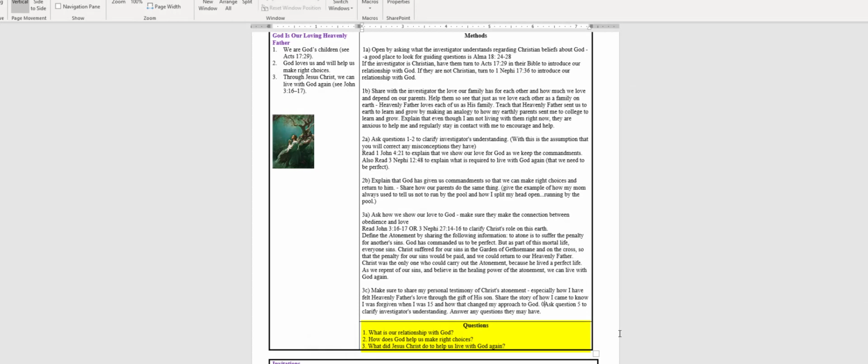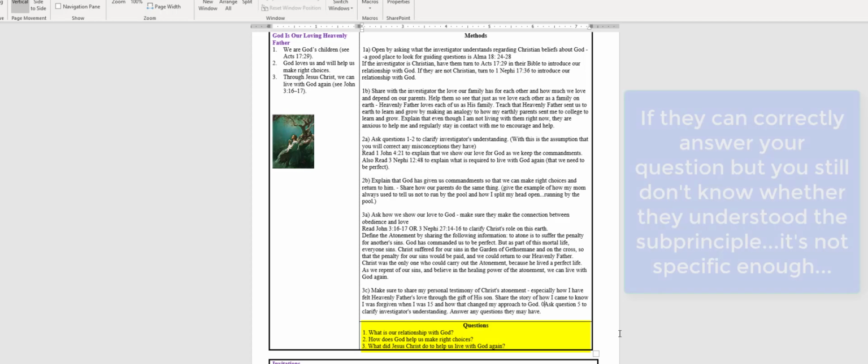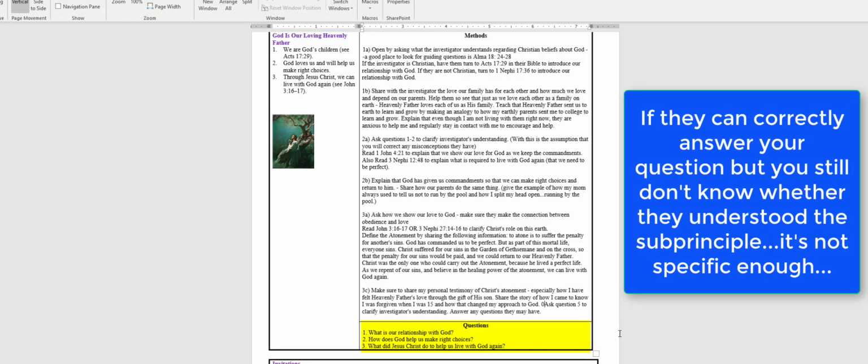Finally, remember to make your questions tightly connected to the sub-principle. Remember that if the investigator can answer your question correctly, and you still have no idea if they understood the sub-principle, the question's not specific enough.